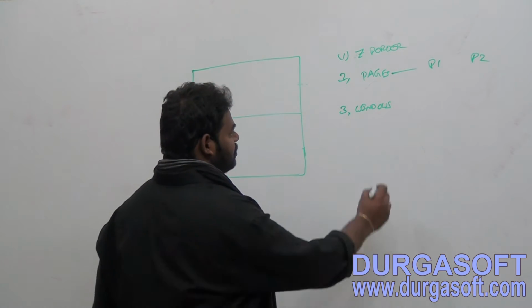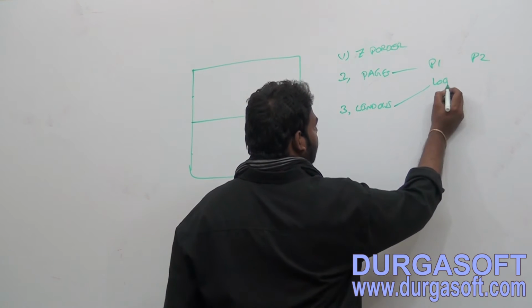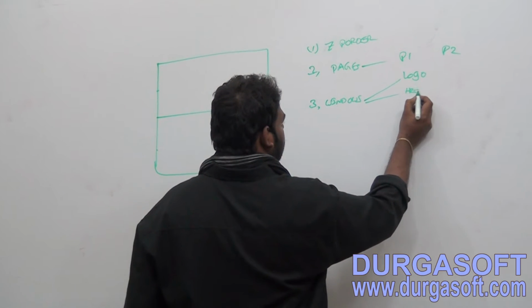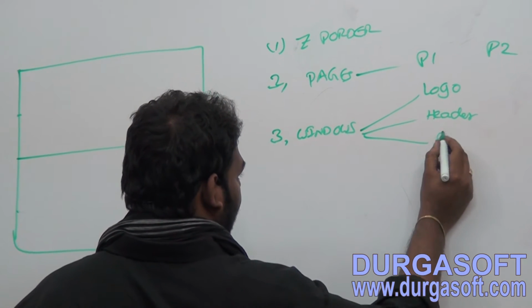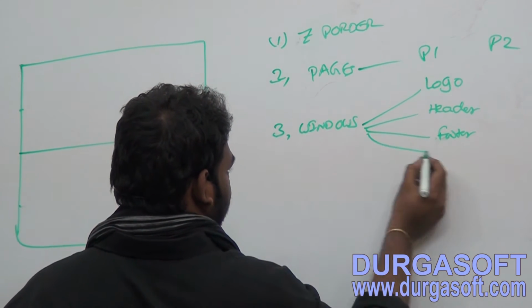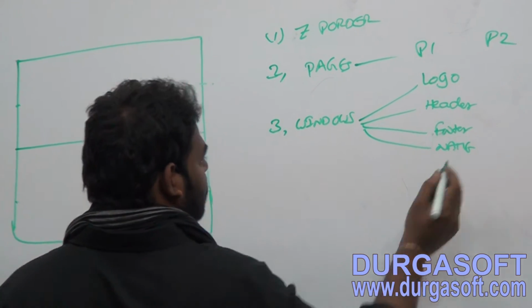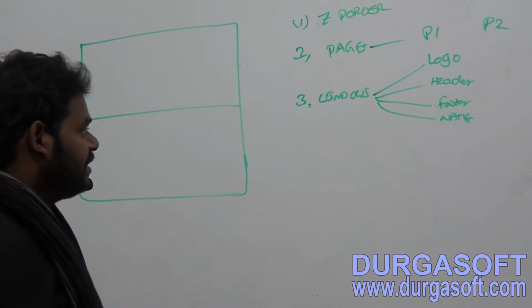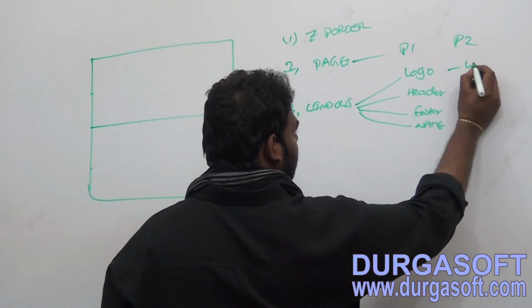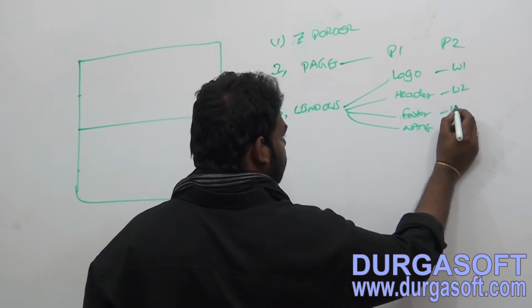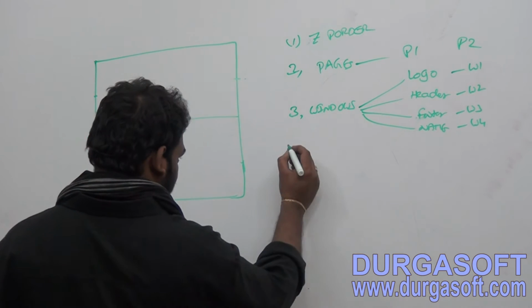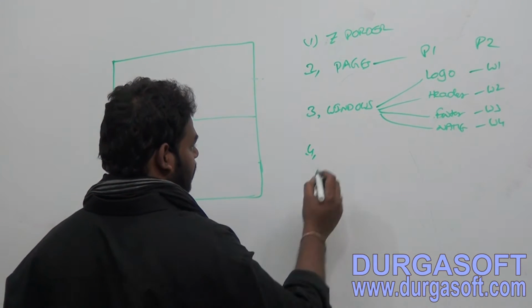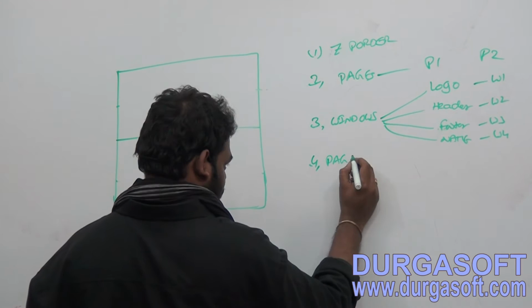So in the windows, I said that I require the logo, header, footer and a name. These are the windows I require. Say, for example, I am maintaining them as W1, W2, W3 and W4. And in the fourth step, what I want to do is the page windows.